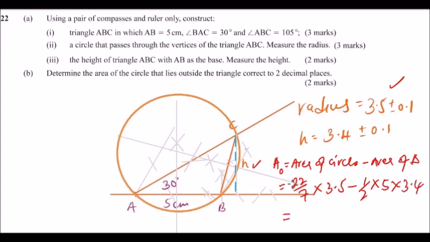So you can work that out, and you'll get the area of the circle outside the triangle is 29.98 approximately centimeter squared. So that is how you work out that question. If you are careful, you can get full marks for this question very easily if you follow the instructions as required. So let's go to the next question.